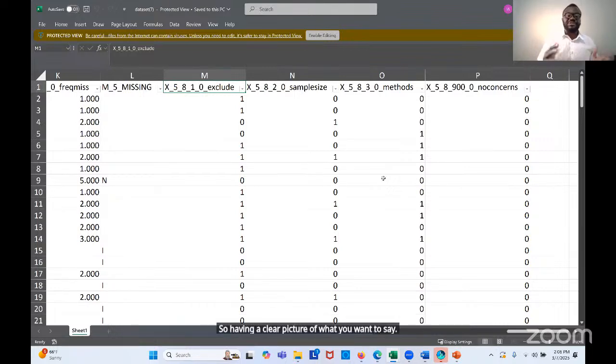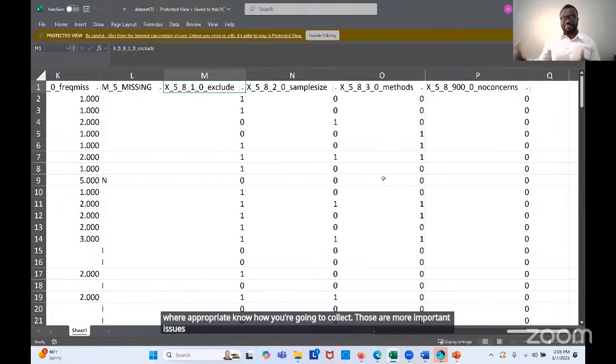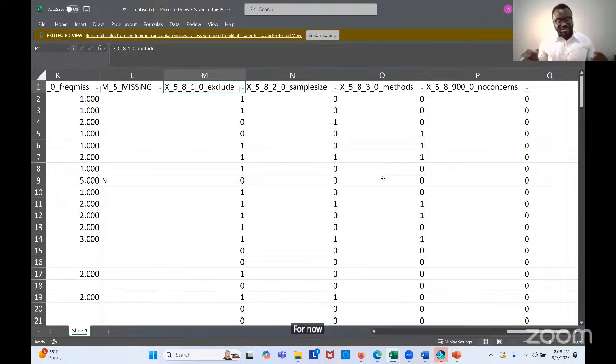Have a clear picture of how you want to collect the data. Plan for missingness where appropriate. Know how you're going to collect. Those are more important issues. Statistics is important, but it can come much later. For now, the foundation is important, making sure that you're capturing things the right way and the way that makes sense.